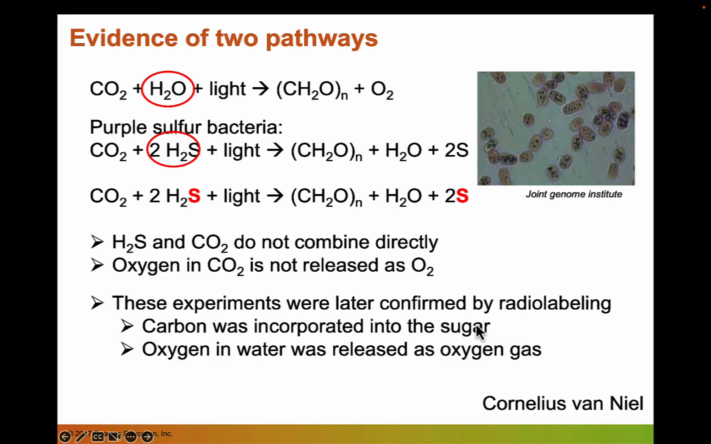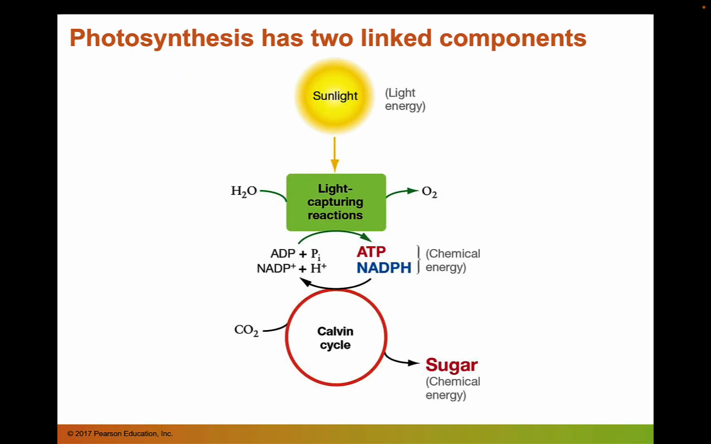So the air that we exhale will get incorporated into the sugar that plants make and will become part of the mass of plants. And the oxygen, right, so when they radiolabeled oxygen in water, that came out as oxygen gas. And so there were two separate pathways. And so here's what we know today.